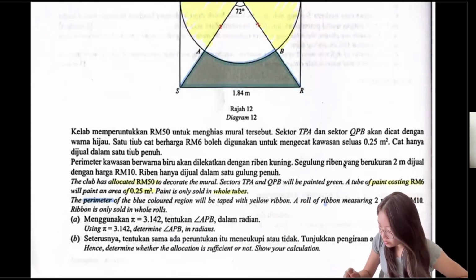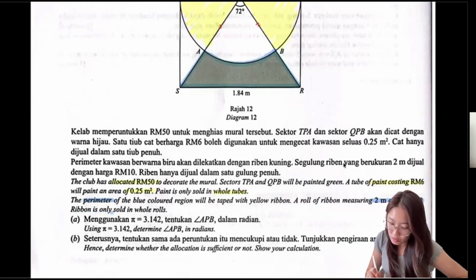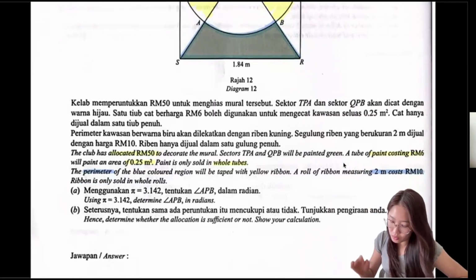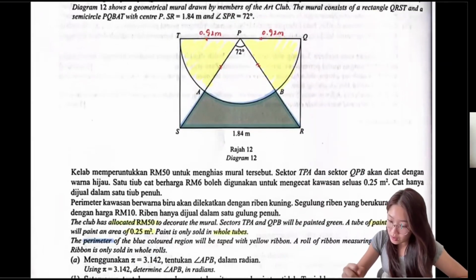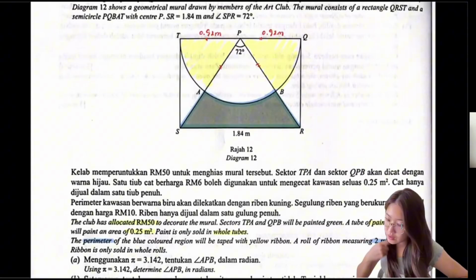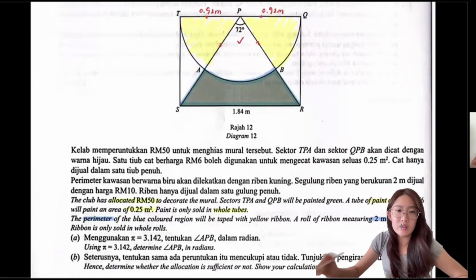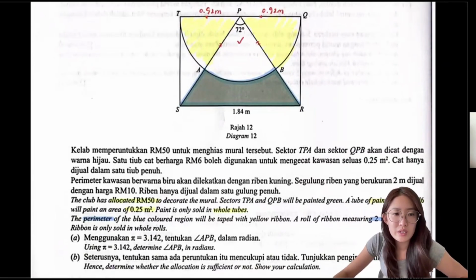A roll of ribbon measuring 2 meters costs 10 ringgit. Ribbon is only sold in whole rolls, so no fractions. Then using pi equals 3.142, determine the angle APB, this one, in radians. This one is very simple, 3 marks, guys.